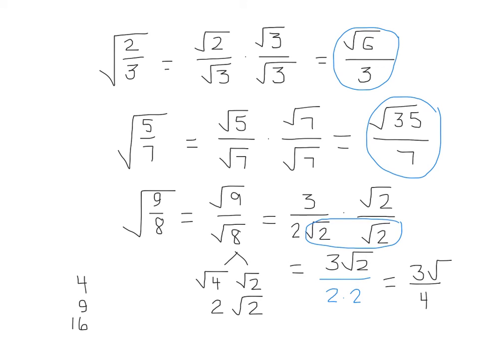Now, if the 3 over 4 could be reduced or simplified, we would be expected to do so, but it cannot be. And therefore, our final simplified answer is 3 root 2 over 4.